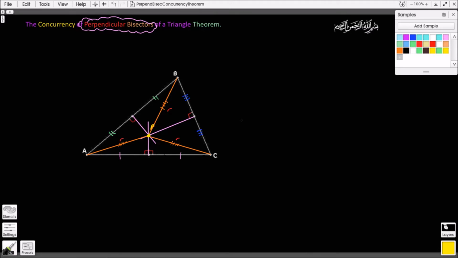Now, this point P, we actually give this a name. This point P is called the circumcenter. You have to be careful how you pronounce that. P is the circumcenter of the triangle. C-I-R, circumcenter. In other words, it is in fact the center of the circle that the triangle is inscribed in.